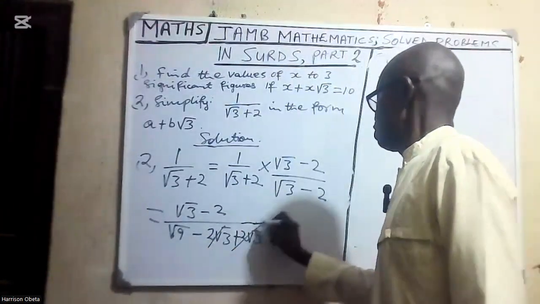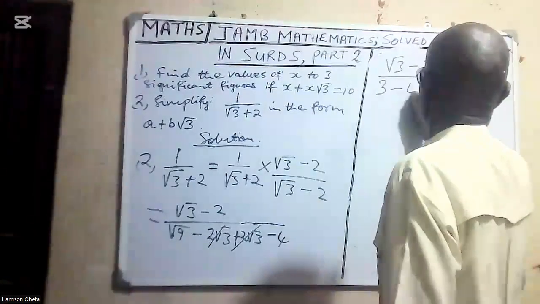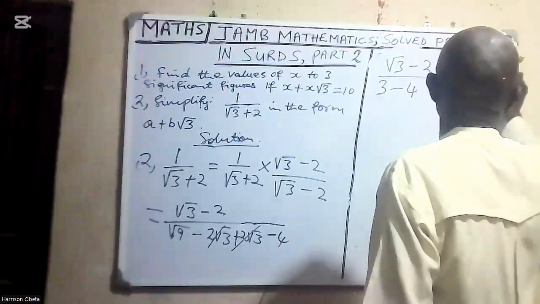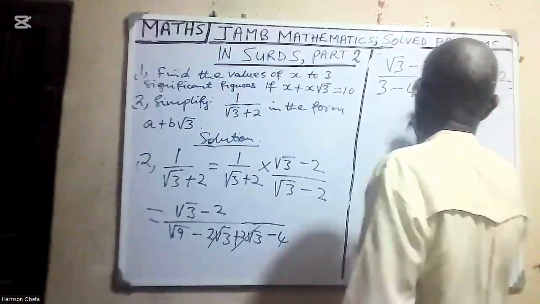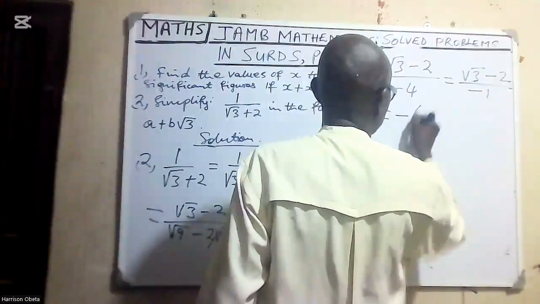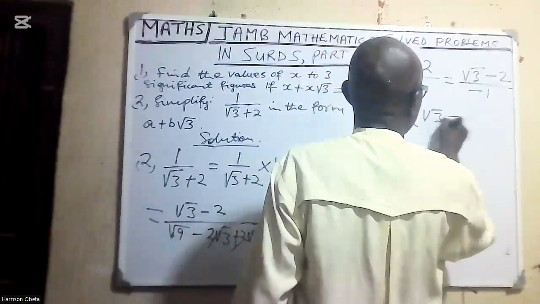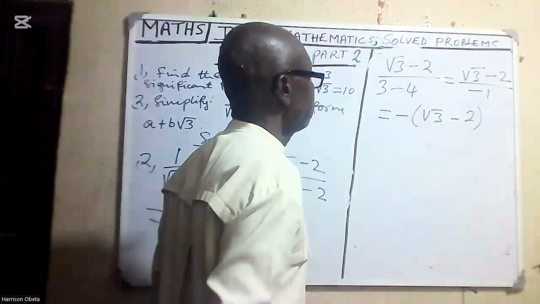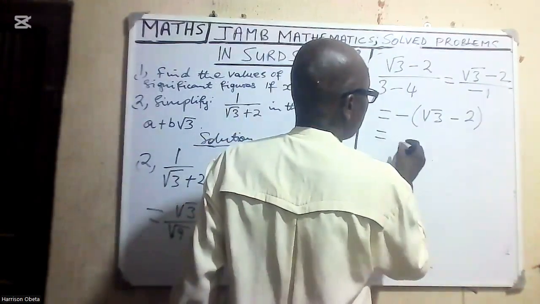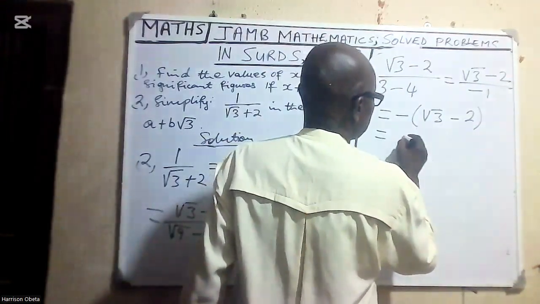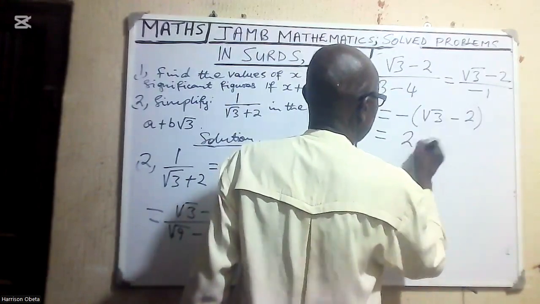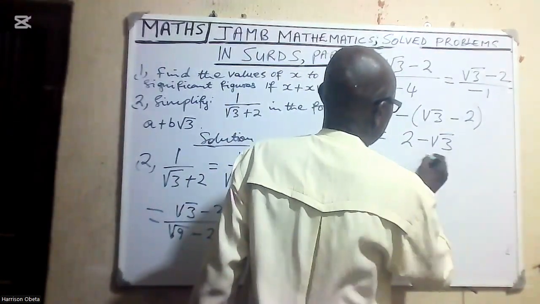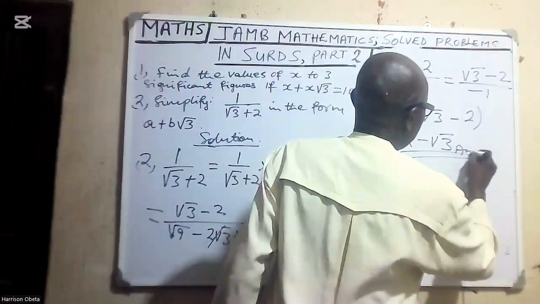Then this and this will disappear. 3 minus 4 will give us root 3 minus 2 all over minus 1, which we can express as minus bracket root 3 minus 2. And then we can write it, this will change to plus, that should be 2 minus root 3 as our final answer.